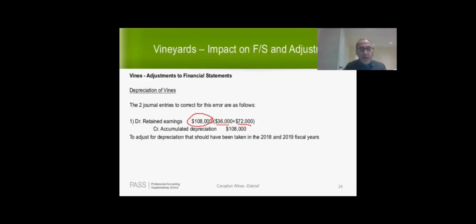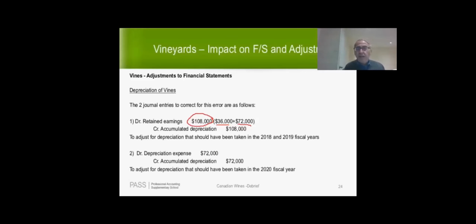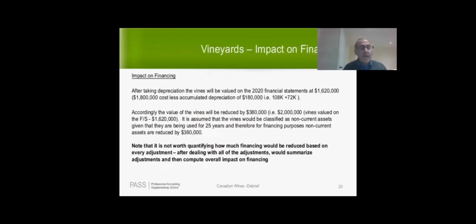Okay, continuing on to the next entry. The next entry is to correct the treatment in the current year. For the current year, we failed to take depreciation expense. So to correct the current year, we would simply debit depreciation expense 72,000, which is the annual depreciation, and credit accumulated depreciation 72,000.